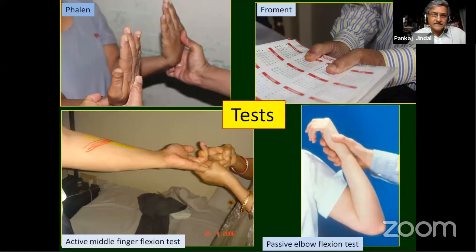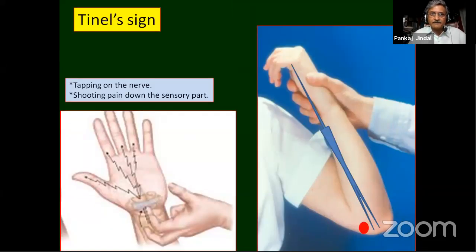There are various tests. I'm not going to go into the details. Professor Kotwal has mentioned to you the Phelan test, the reverse Phelan test, or the active middle finger flexion test. You flex it against resistance, and the patient says, ouch. The patient has got pain here. This is pronator teres syndrome. Froment sign, the book test, or the passive elbow flexion test: as you flex the elbow, the patient says, I've got tingling in the small finger. So this suggests ulnar nerve deficit.